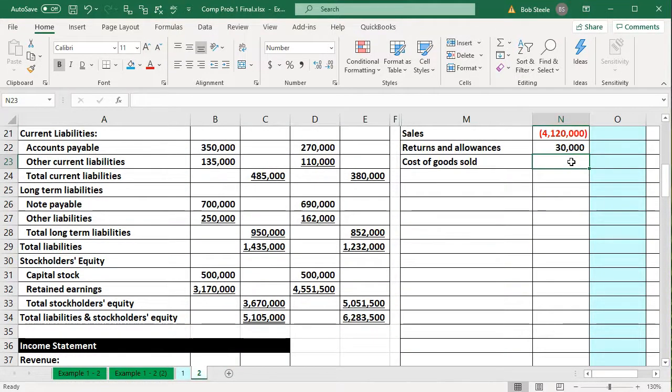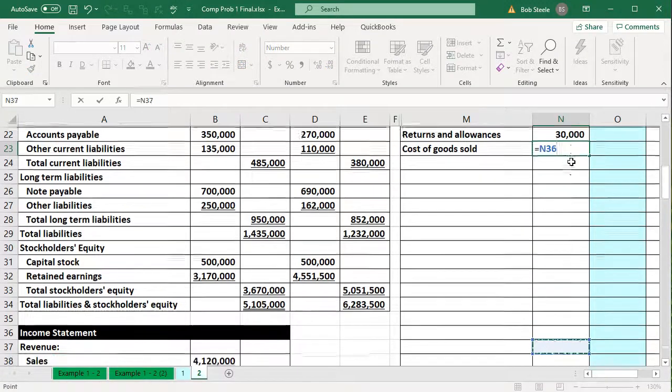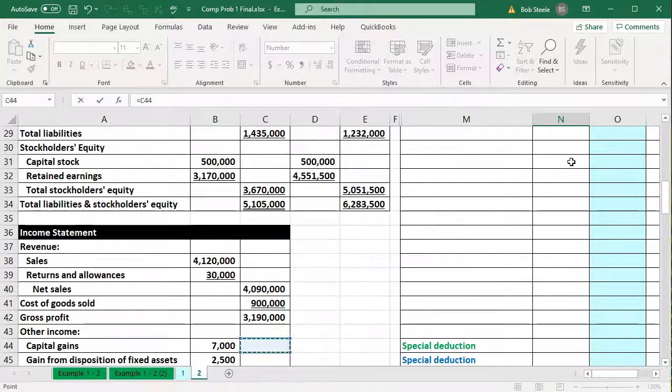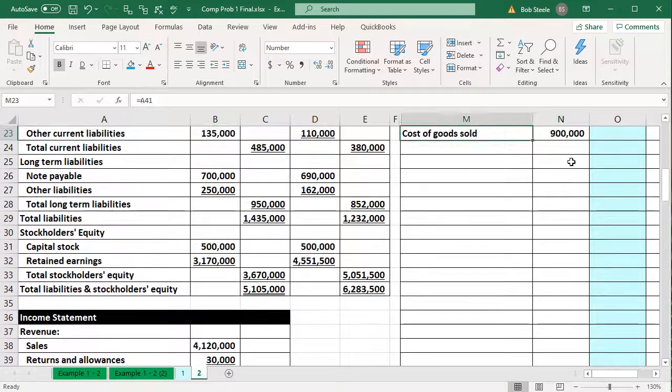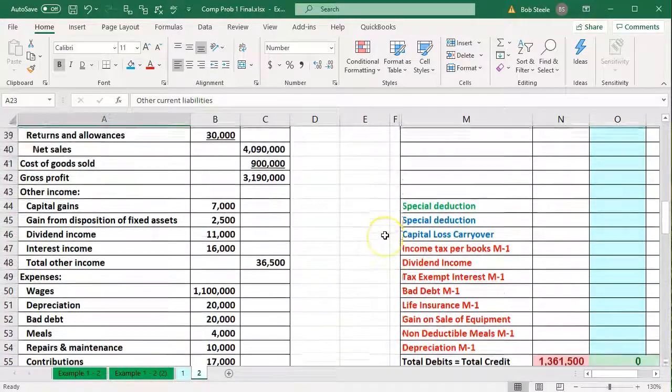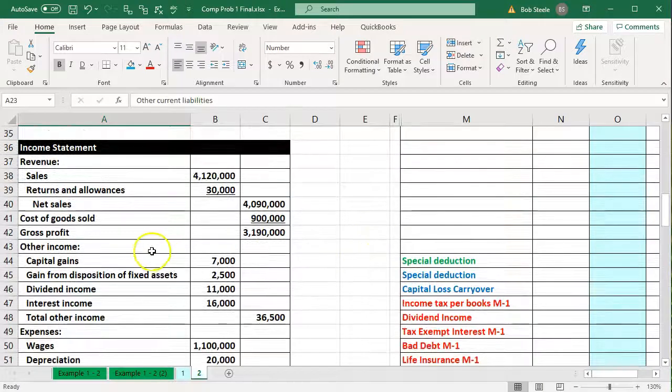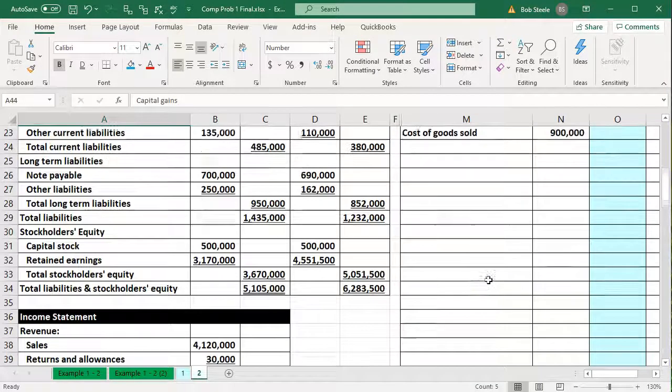So then we're going to be on N23. I'm going to say equals. This is going to be an expense, therefore have a debit balance. We're going to say equals and scroll on down to the cost of goods sold, 900,000. And then after the cost of goods sold, we have another subtotal down here. And then we're going to have the income accounts. So these income accounts, we're going to pick those up. That's going to be fun.